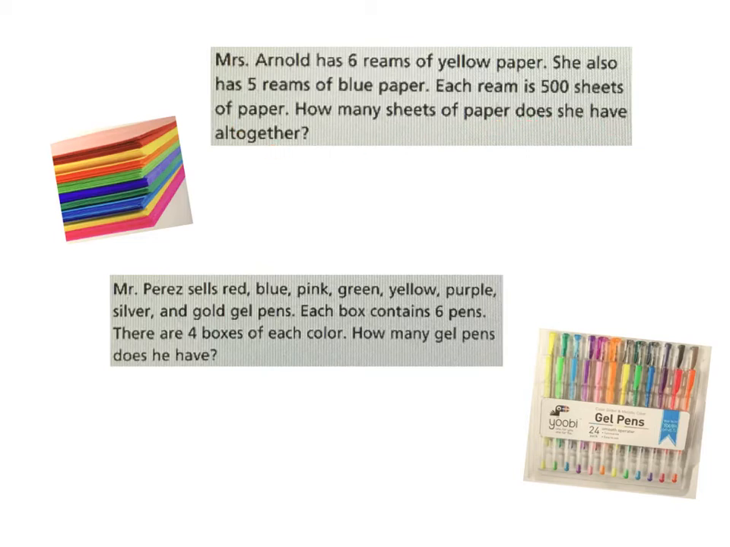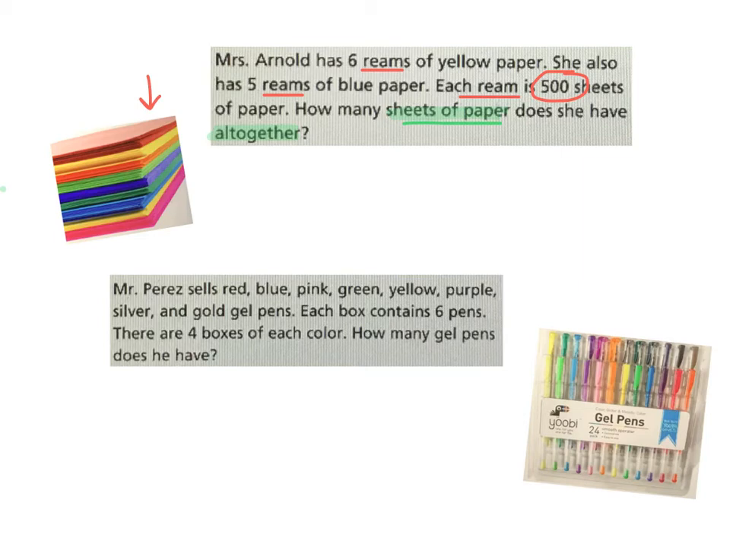Okay, key pieces of the problem. So when we're looking at the question, it's asking us how many sheets of paper does she have, and then all together. Okay, main key thing here, sheets of paper. Notice how early in the problem it talks about how she has 6 reams of yellow and 5 reams of blue. Well, those aren't sheets of paper. Those are like huge collections, like big piles of sheets of paper. So each of those reams contains 500 sheets of paper.